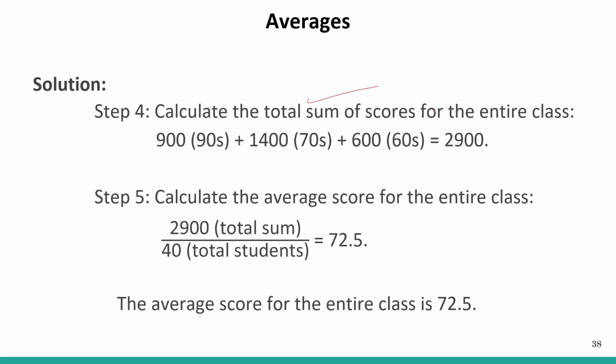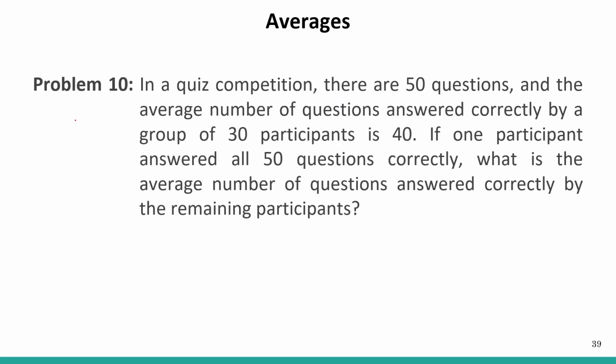So calculating the total sum of scores of the entire class is equal to 900 plus 1400 plus 600, which is 2900. So calculating the average score of the entire class is 2900 by 40, right? So this will be 72.5. So the average score for the entire class is 72.5. So let's see problem number 10.